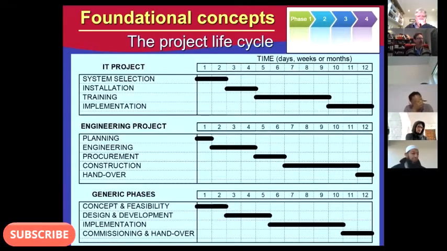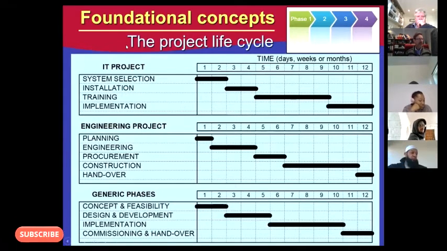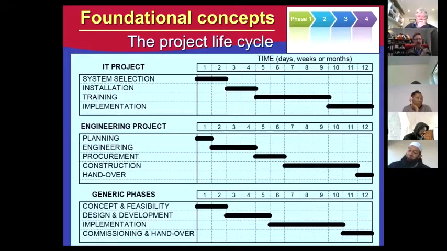Okay, so the project life cycle. The project life cycle is the sum of all the phases. Let's jump to the second, the middle chart here, in a typical engineering project. Planning, engineering, procurement, construction, and handover. Those are 5 phases of this project, or generic phases: concepts and feasibility, design and development, implementation, commissioning, handover. So the sum of the phases of the project is termed the project life cycle.